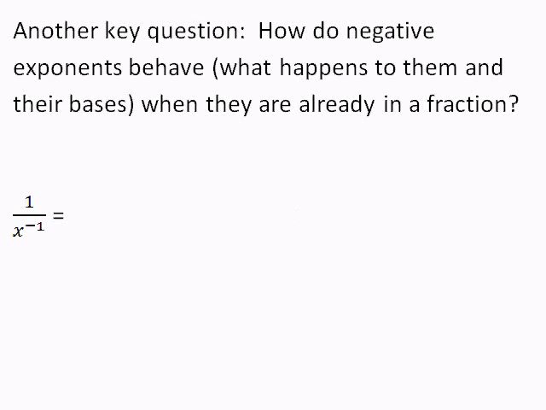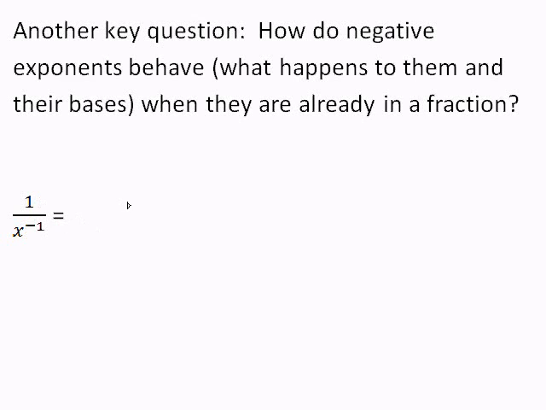Alright, I've got another key question for you to help us again understand yet another detail with negative exponents. How do negative exponents behave? That is, what happens to them and their bases when they are already in a fraction? Let's take a look. What happens if I have 1 over x to the negative 1? Now, what I'm about to show you is a bit technical. You don't have to know it to apply the property I'm going to show you, but it is useful in helping us understand why the property works.